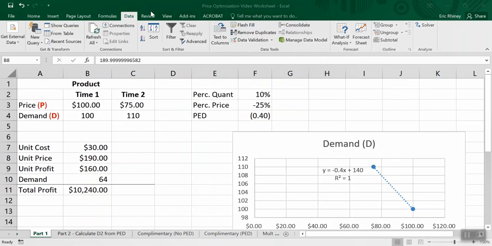Now that we've used price optimization in order to find the maximum price for one product, we can extend this to multiple products. Oftentimes this is done with complementary products. Complementary products are products where the demand of one product can impact the demand of another product.